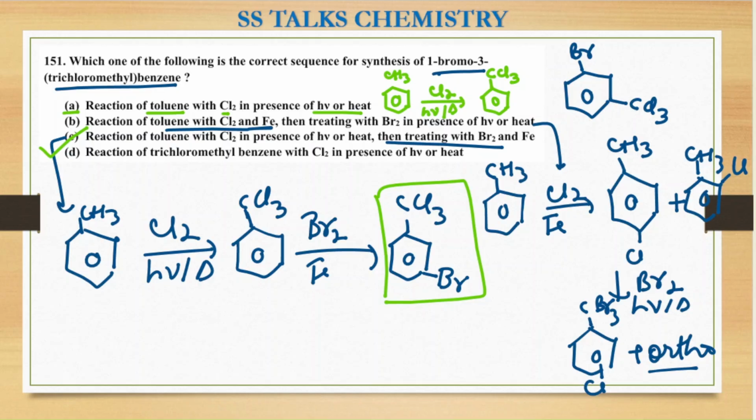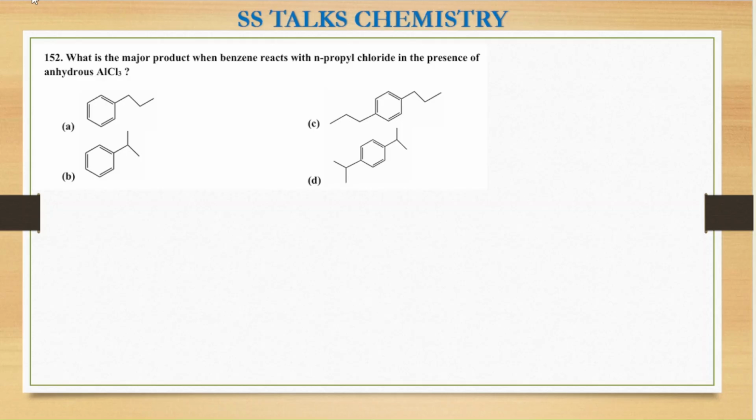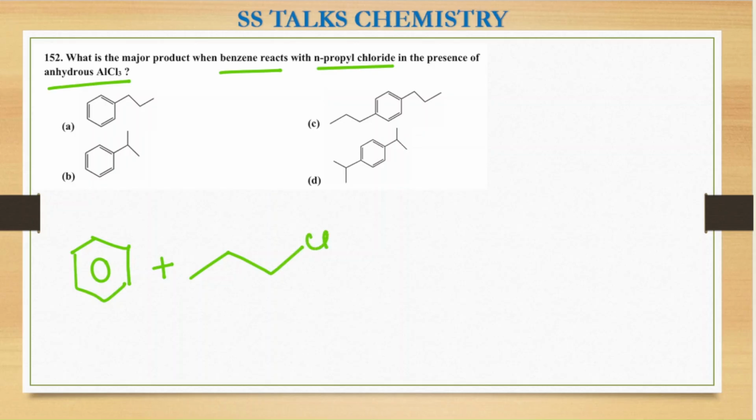Now let us move on to the next question. It says: what is the major product when benzene reacts with N-propyl chloride in the presence of anhydrous AlCl3? So this benzene species is being treated with N-propyl chloride, and you have AlCl3. So a Lewis acid has been added to it.